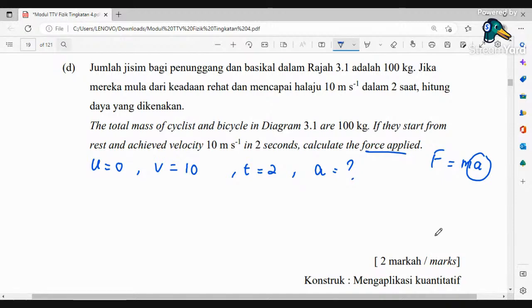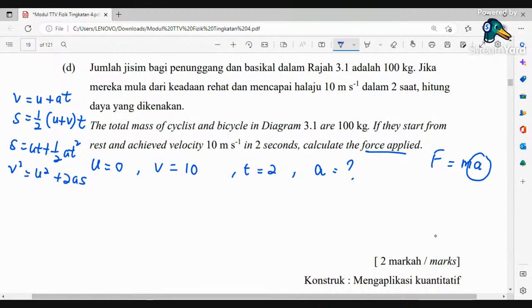No S. Formula ada berapa? Ada 4 formula kan? V equals U plus AT. S equals U plus V over 2 times T. S equals UT plus half AT squared. You ada V squared equals U squared plus 2AS. So you can see kita tak ada S di sini. So semua yang ada S kita tak mau. So kita pilih yang ni. Okay, because we want to find A only.